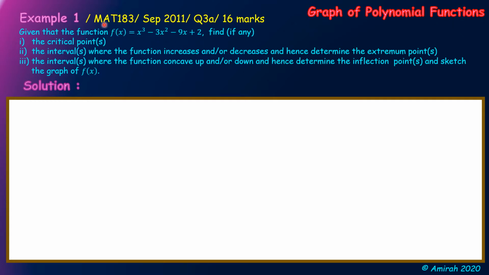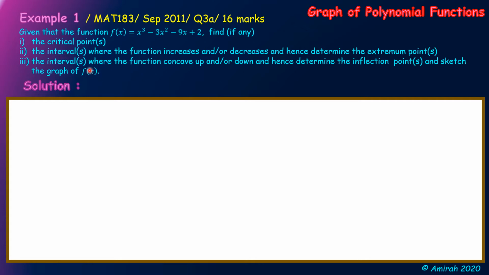Okay. This example is from previous semester papers. Given that the function f(x) equals x cubed minus 3x squared minus 9x plus 2, find, if any, number 1, the critical points; number 2, the interval where the function increases and/or decreases, and hence determine the extremum points; and number 3, the interval where the function is concave up and/or down, and hence determine the inflection points, and sketch the graph of f(x).